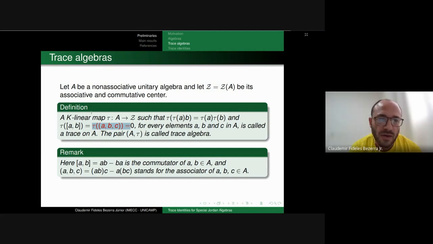But in our case, this occurs if I put in this property here. Here, this symbol is the commutator between two elements in A. It's important to see that this is associative, because in this algebra it's not necessarily associative, but when I apply the map tau, I have it equals 0.